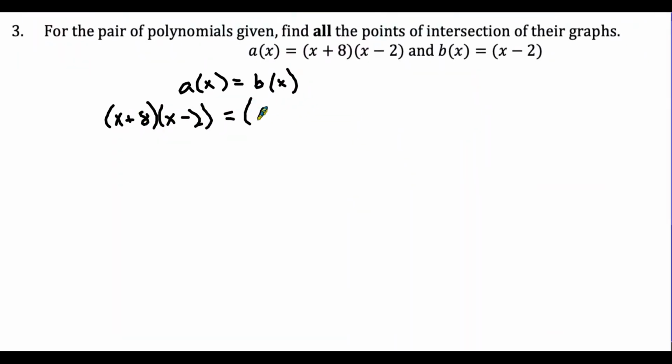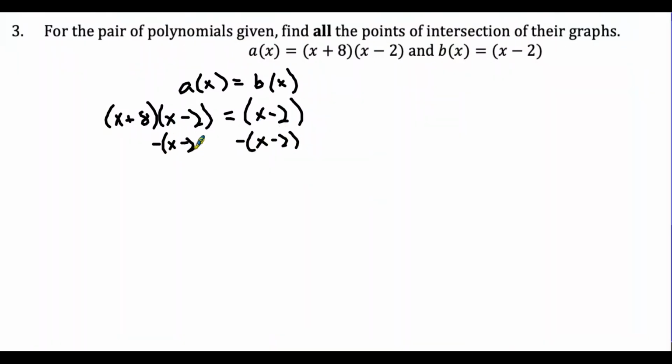For number 3, to find points of intersection, remember what we need to do is set my functions equal to each other. So I'm setting a of x equal to b of x. All right, so a of x is x plus 8 times x minus 2, and then b of x is x minus 2. Now, the way that we solved problems like this, we wanted to get everything on one side equal to 0. So I'm going to start by subtracting this x minus 2 over to the other side.